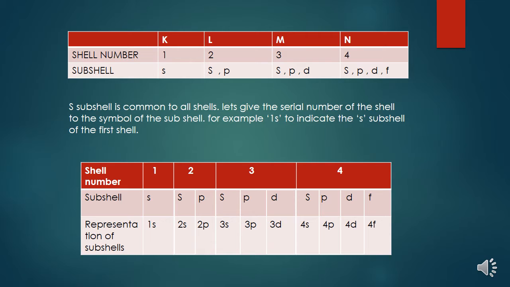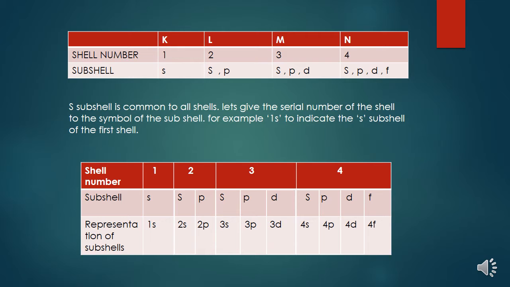There are 3 subshells for the third energy level. There are 2 subshells for the second energy level. There is only 1 subshell for the first energy level. A subshell is common to all shells. Let's give the serial number of the shell to the symbol of the subshell. For example, to indicate the S subshell of the first shell, we write 1s. Like 2p indicates the P subshell of the second shell.